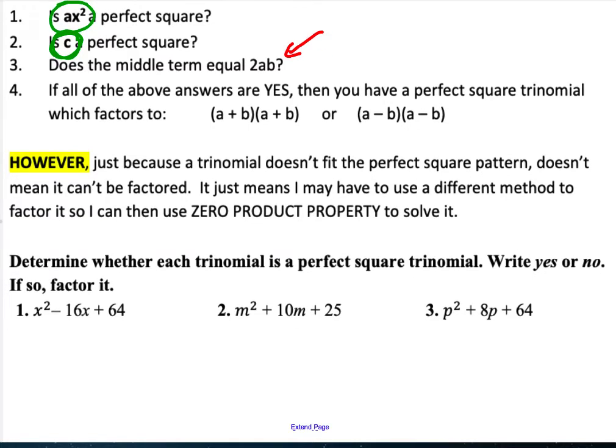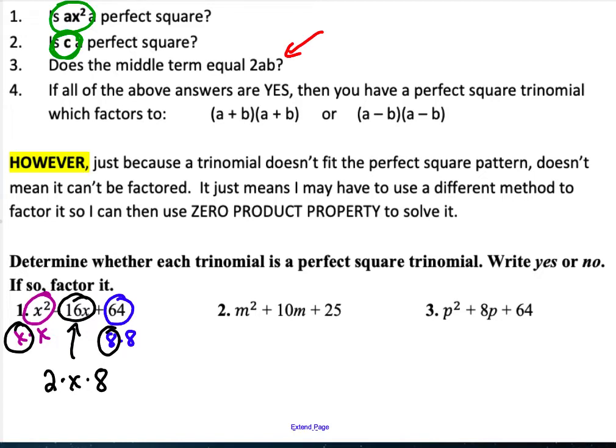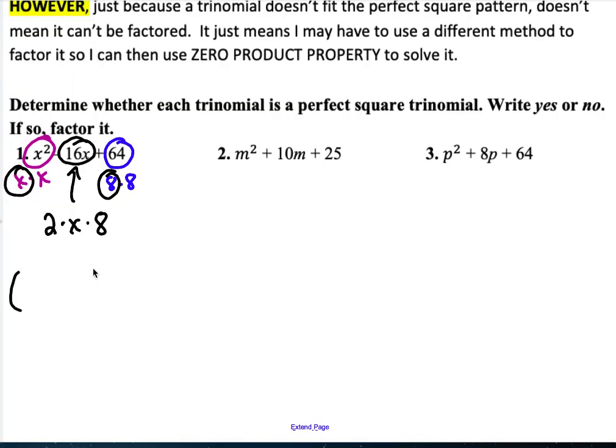So I've got x squared. Is that a perfect square? Yep, it's x times x. Is my last term c a perfect square? Yep, that's 8 times 8. And then I check the middle term. Is the middle term 2 times my a times my c? Well, 2 times x times 8 really is 16x, so this one's going to work. So I know it can work.